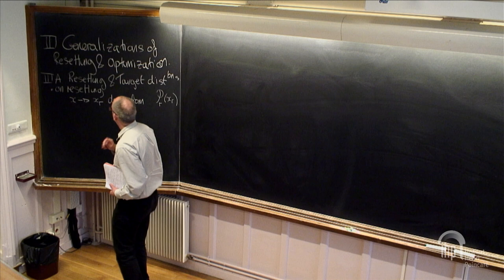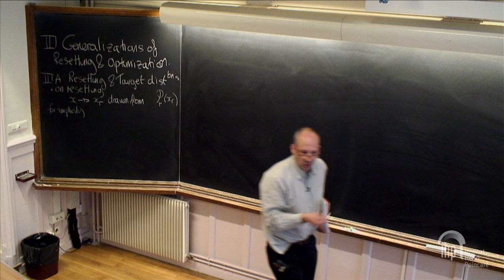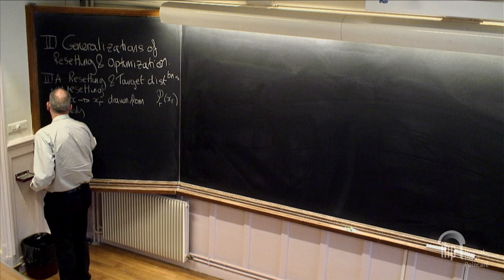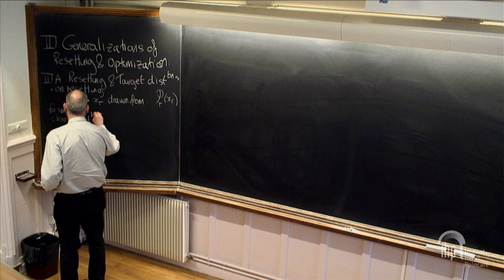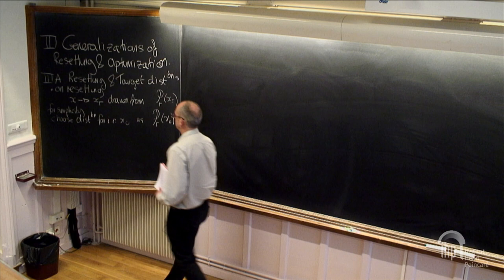And for simplicity, let's also consider the initial condition, so our x naught, as also being drawn from a distribution. And let's make it the same distribution. That just makes life a little bit simpler. So for simplicity, we choose the distribution for the initial condition x naught as the same distribution.